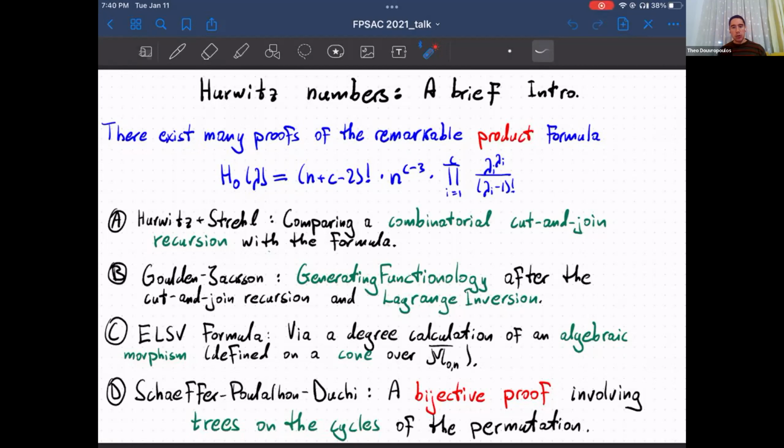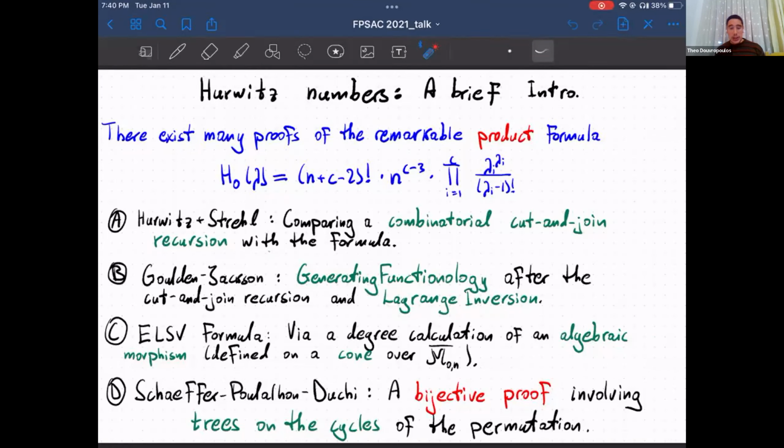And then Goulden and Jackson, also using the cut and join picture, used generatingfunctionology to prove the formula. An important ingredient in that proof was Lagrange inversion techniques. The reason that I mention these together is they didn't explain the product structure of the formula.